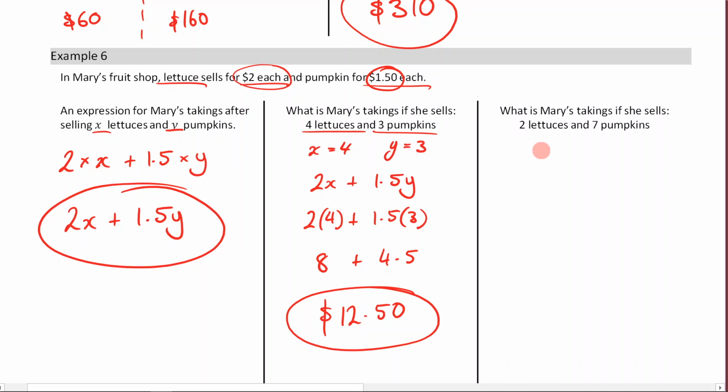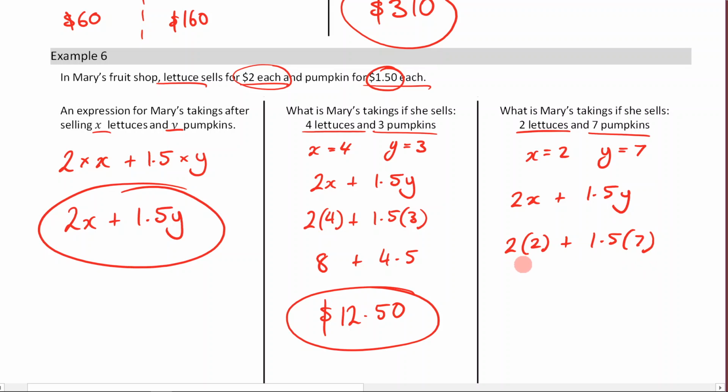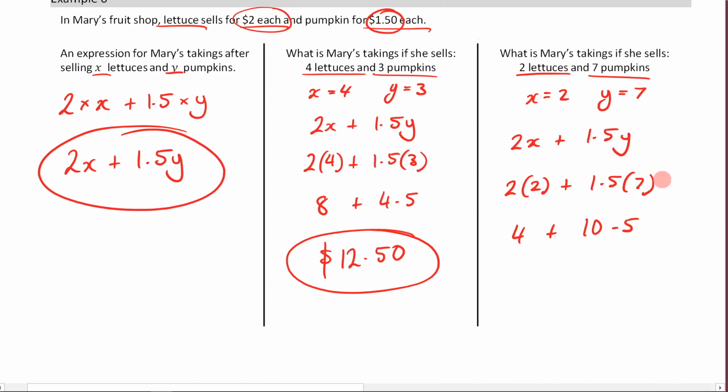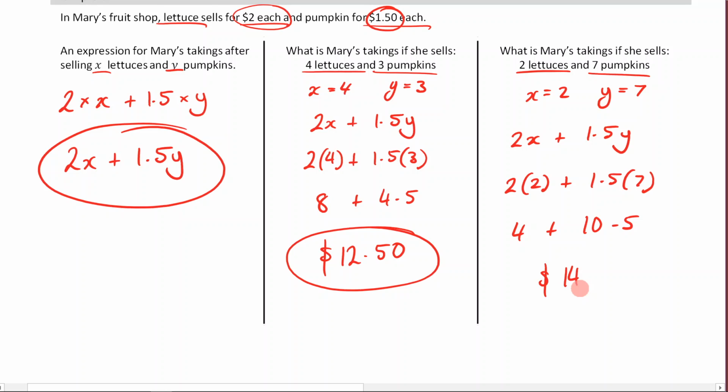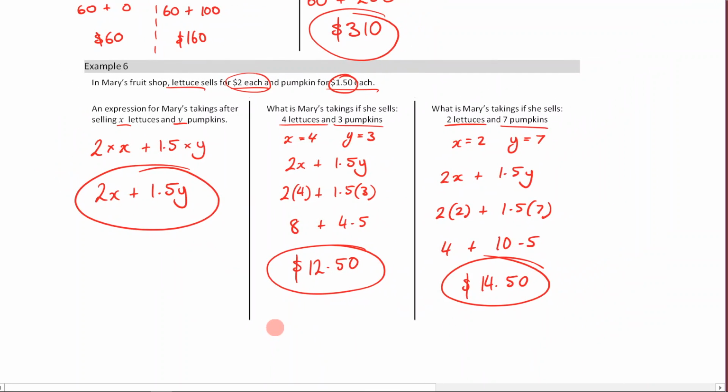Let's move on to the next one. It says Mary sells 2 lettuces and 7 pumpkins. So that means x is equal to 2 and y is equal to 7. So you would say that we have 2x plus 1.5y. We now substitute in our values. So 2 times 2 plus 1.5 times 7. 2 times 2 is 4, and 1.5 times 7 is 10.5, and we're going to end up with $14.50. Perfect.